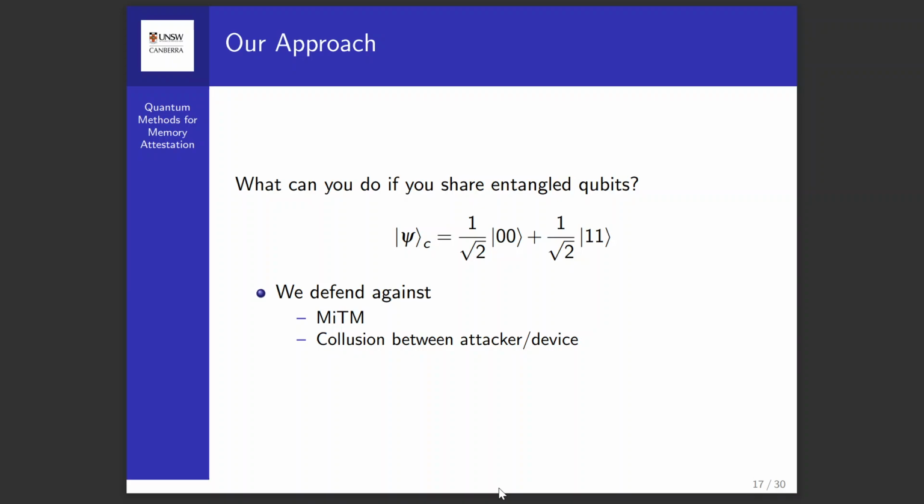So authentication always requires that there's a shared secret. What is the shared secret in our case? When you create your device, I give half of some entangled qubits to the device, and I give half of some entangled qubits to the verifier. And our device is constructed so it can't transmit quantum information. So it can't send qubits, it can't send photons, whatever. So when I'm interacting over that teleportation channel, I know it must be with the device, because they're the only ones who could possibly have these qubits. All right, so this allows us to defend against two attacks, which I mentioned before: man in the middle, and collusion attacks between the attacker and the device.